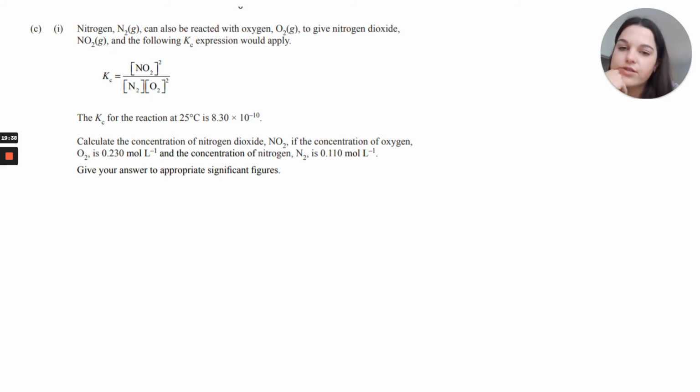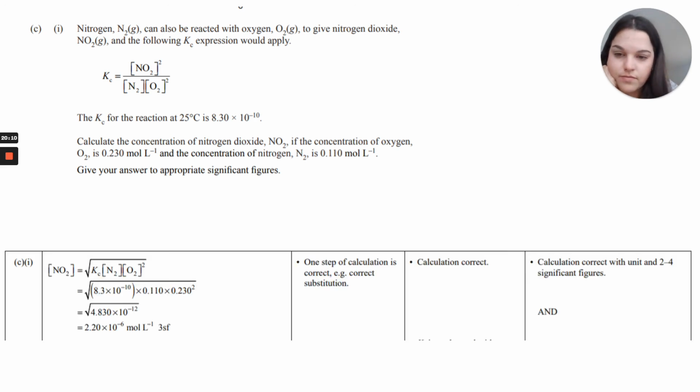Alright, calculate the concentration of nitrogen dioxide if the concentration of oxygen is 0.230 moles per litre and nitrogen is 0.110 moles per litre. Okay, so we're going to need to substitute these values into our Kc expression. When it says give your answer the appropriate significant figures for chemistry, we need to have 3 significant figures for all of our answers. Write yourself a note, 3 significant figures.